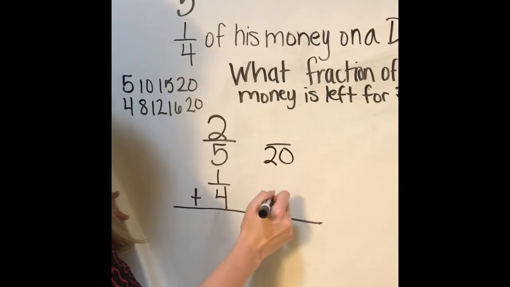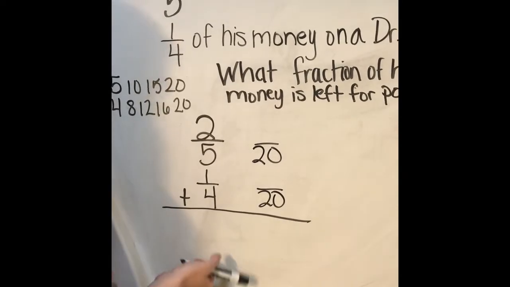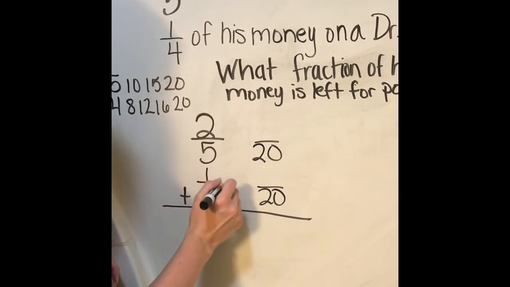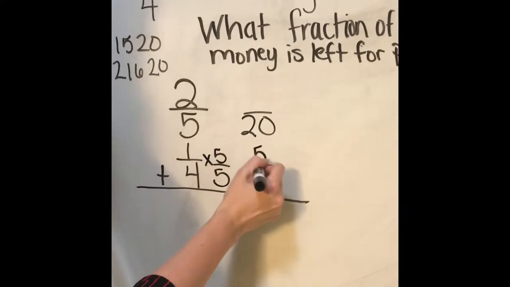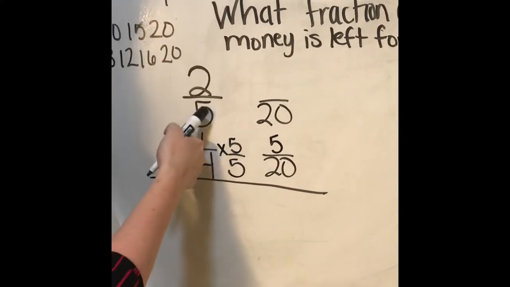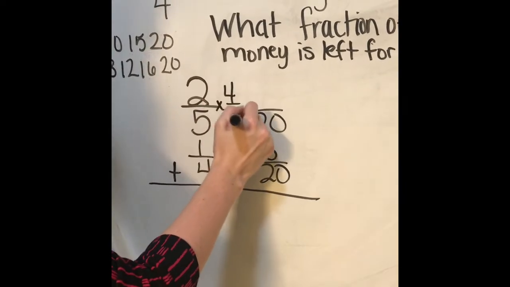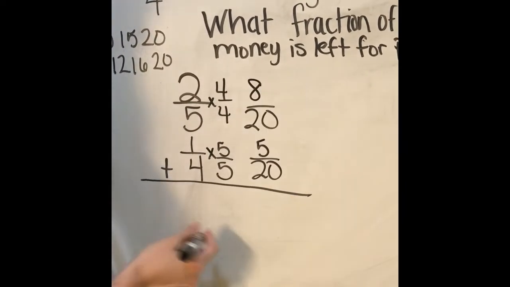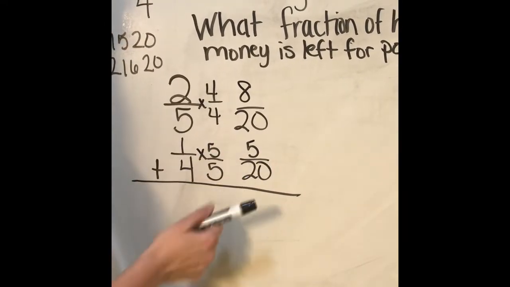So some of you can do that without finding the multiples, but 20 is going to be our least common denominator. So 4 times 5 would be 20, so I know I need to do the same thing to the numerator, so I'm going to multiply it by 5. So that gives me 5/20ths. And then 5 times 4 gives me 20, so I'm going to multiply 2 times 4 to get 8. So I've found my like units, and I've created equivalent fractions.